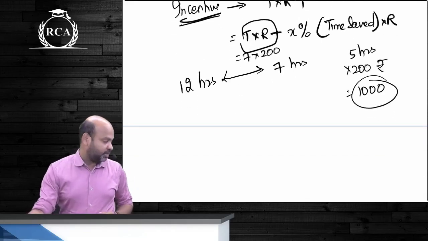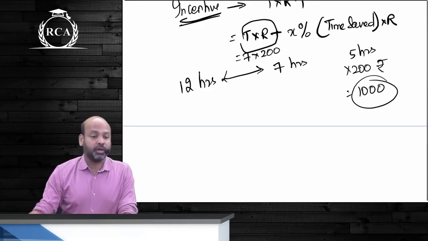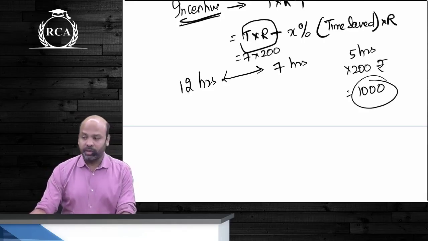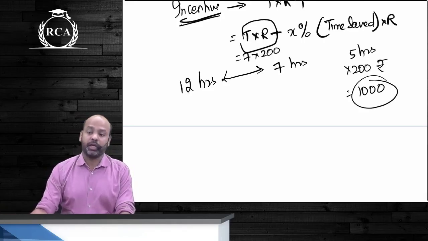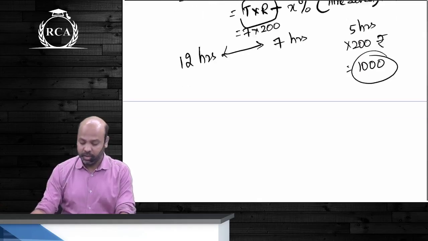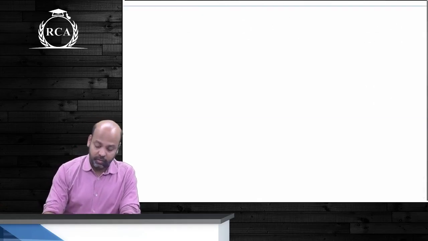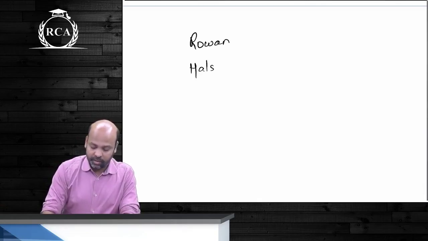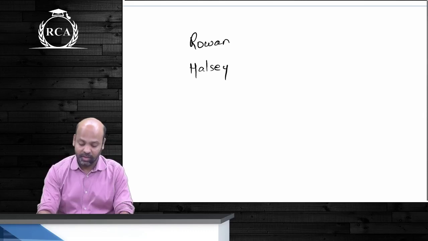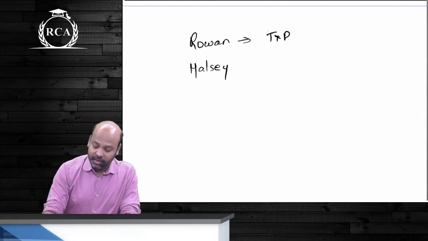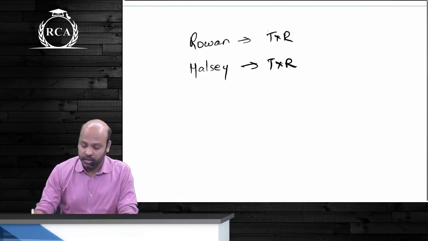So 5 hours multiplied by 200. How much are we saving for the organization? Some percentage of this 1000 rupees will be given to the employee beta as incentive. Now the 2 schemes that we have. One is Rowan scheme. The other one beta is Halsey scheme. काम धंधा नहीं था इन लोगों को हमारे को. In both of them, guys, the amount of fixed wages will remain the same.